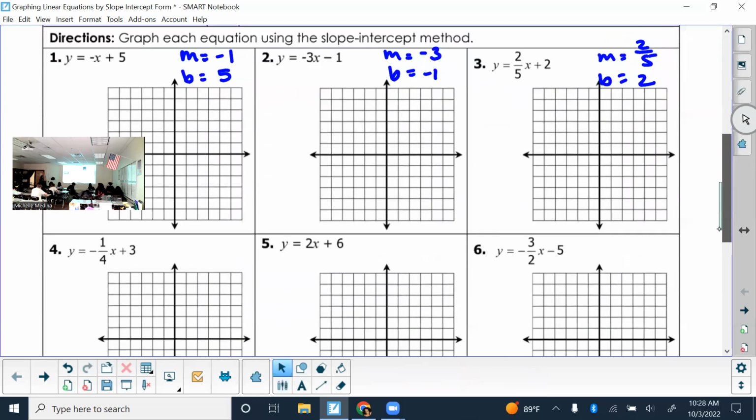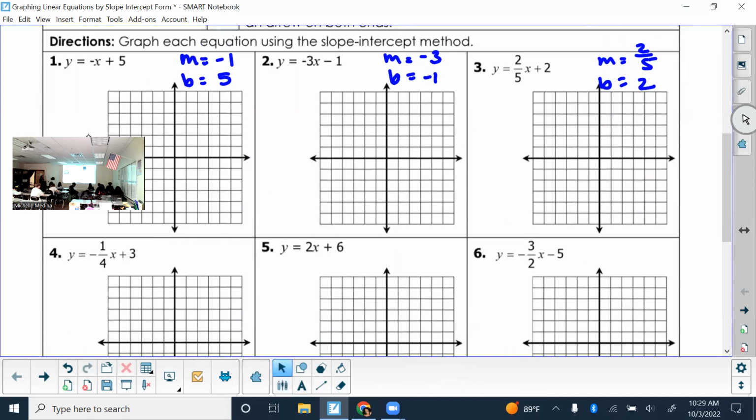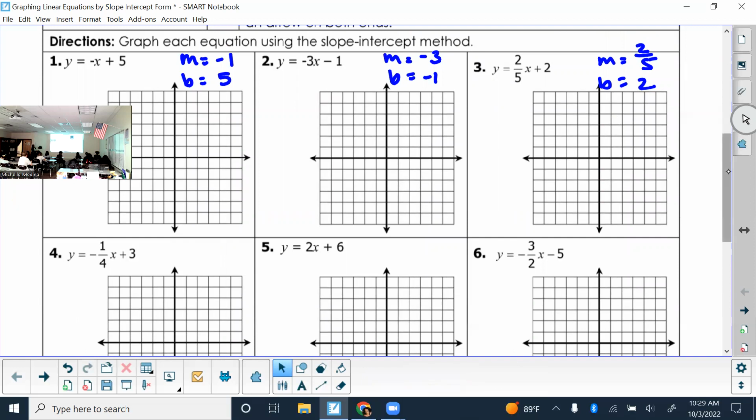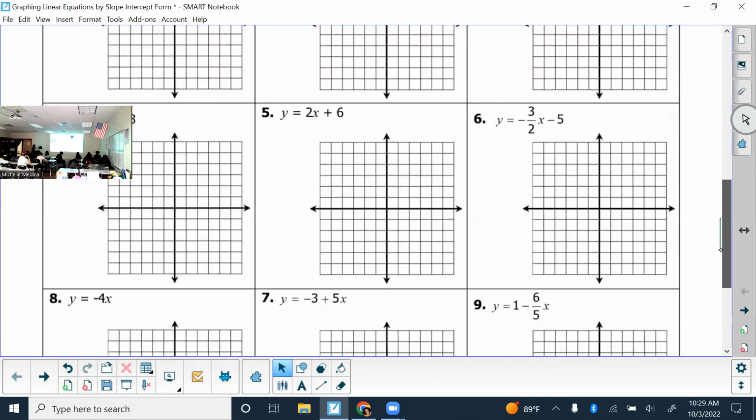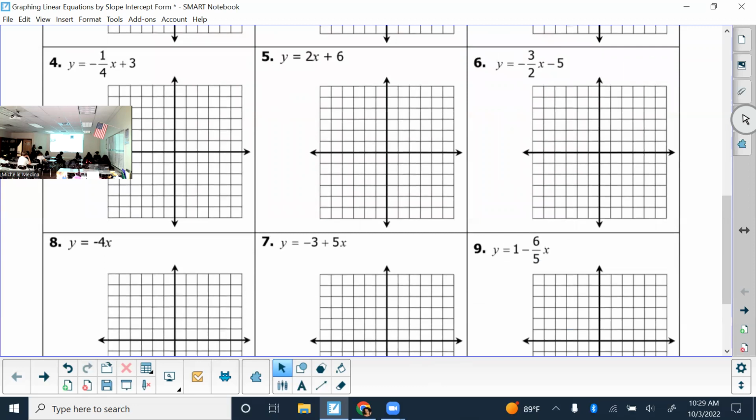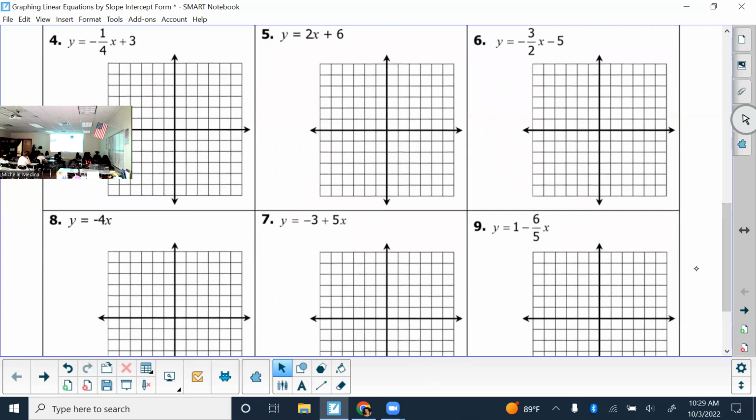In these other ones, like 4 through 6, are those in slope-intercept form? Do they look like y = mx + b? Yeah. So then you could clearly identify the m and the b in those ones too. What about in 8 through 9? Are they in slope-intercept form? Oh, for the most part, they are. 8 definitely is. What's the slope in 8?